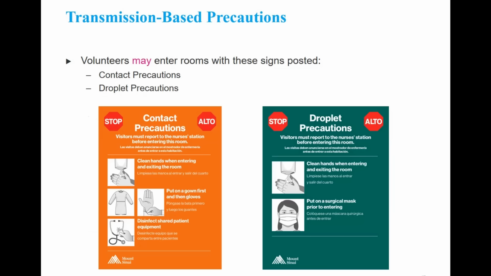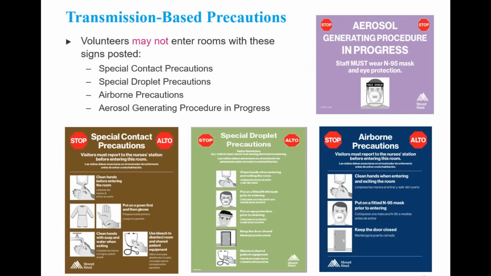You may be wondering, as a volunteer, which rooms am I allowed to enter? So we will say it here. Volunteers may enter rooms with patients with signs posted for contact precautions and those with droplet precautions. We ask that volunteers do not enter rooms with these signs posted: special contact precautions, special droplet precautions, airborne precautions, and aerosol generating procedure in progress. This is to keep you safe.